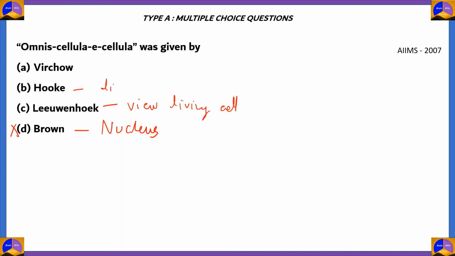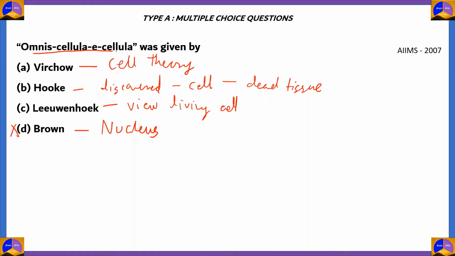Robert Hooke discovered the cell in dead tissue. And Rudolf Virchow was instrumental in modifying the cell theory. And the statement omnis cellula e cellula is found in cell theory. So therefore, option A, Rudolf Virchow, is the right answer. That makes B and C incorrect. Rudolf Virchow was the person who gave the theory omnis cellula e cellula, that is, cells arise from pre-existing cells.